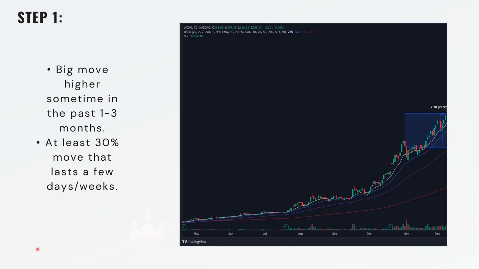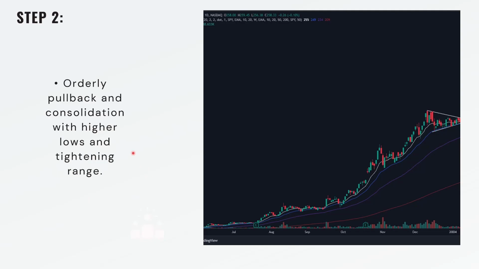gain. So for step 2, we want an orderly pullback and consolidation with higher lows and a tightening range. So we have orderly pullback, higher lows, tightening range. And also we can use volume here. We want volume that's drying up, so relatively less volume than what we usually have.